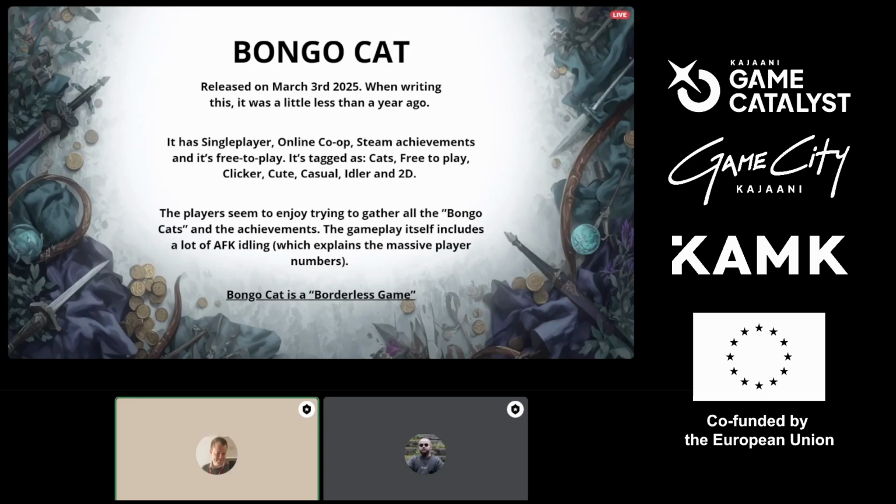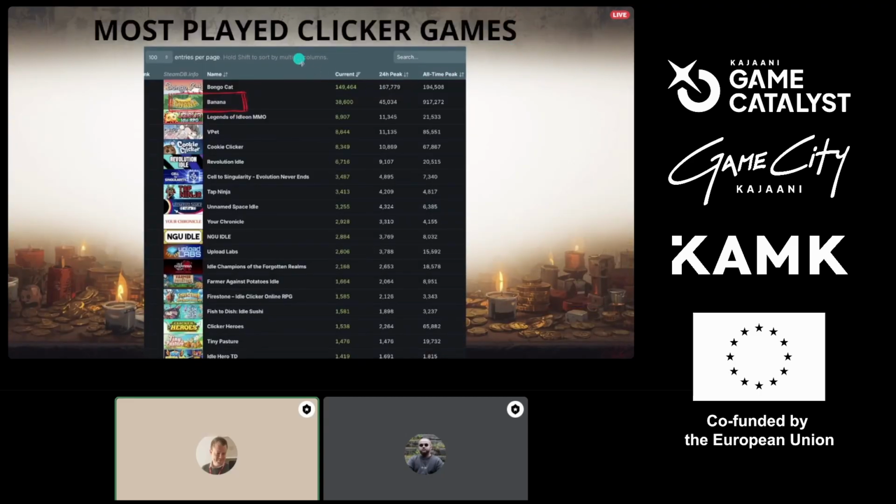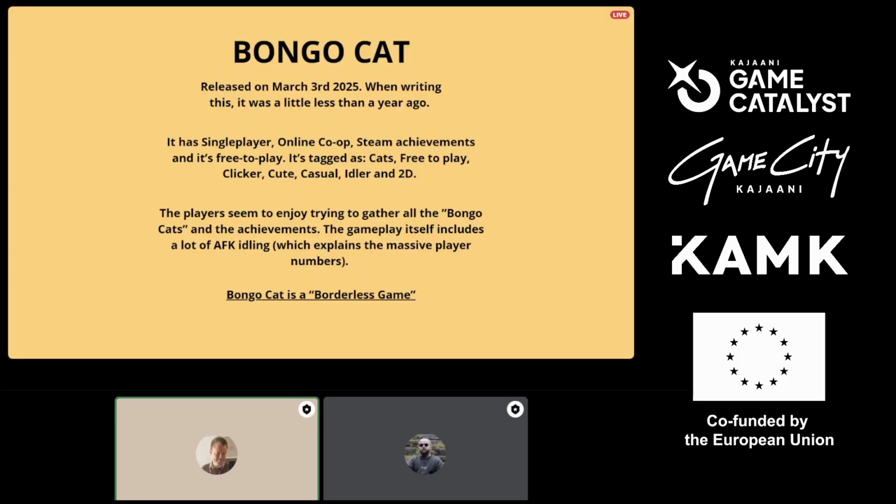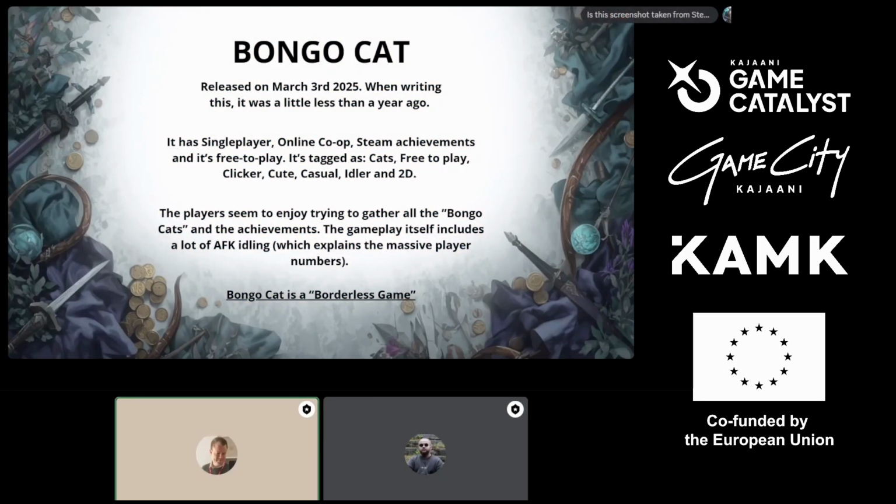If you look at the numbers, let's go back a little. The current number is a lot. The all-time peak is that, and the current is close to it. It has an enormous amount of people playing Bongo Cat. That also explains the amount of players: it's a lot of AFK idling, but also the game is free to play. That screenshot was from SteamDB, I'm pretty sure.